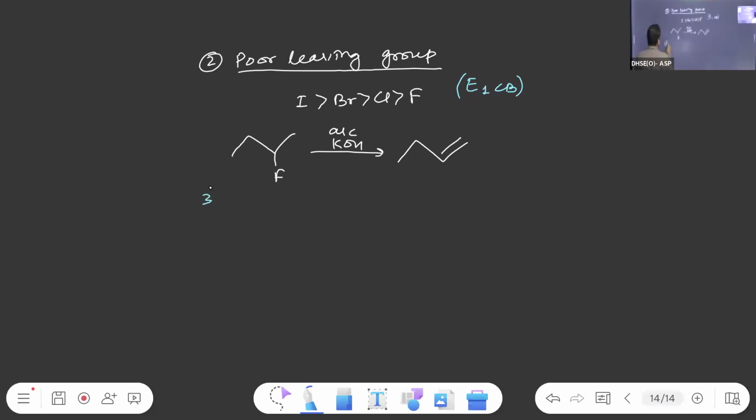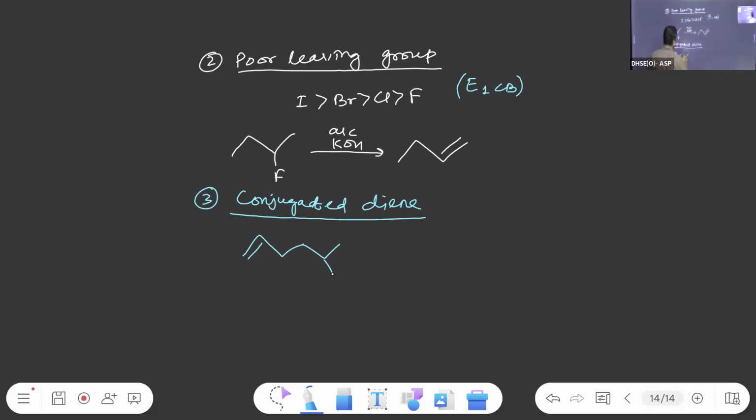Third, in case of conjugated diene. Conjugated diene means that it will be stabilized by resonance. Suppose you have this chlorine compound in the presence of alcoholic KOH. This is one product.